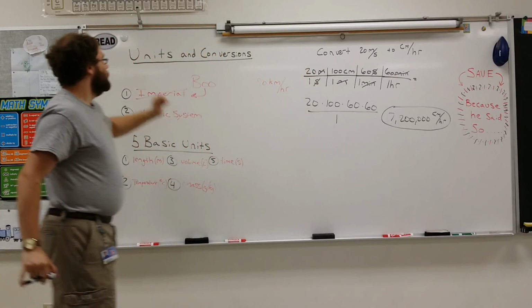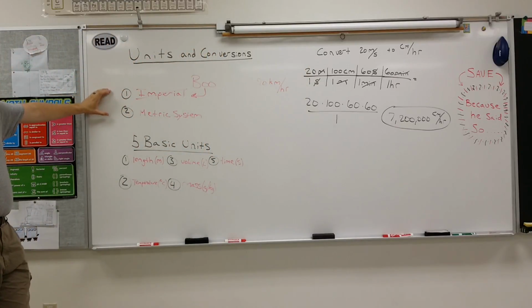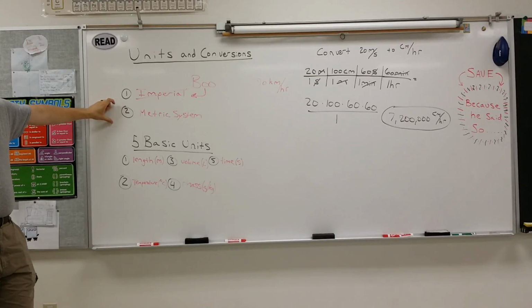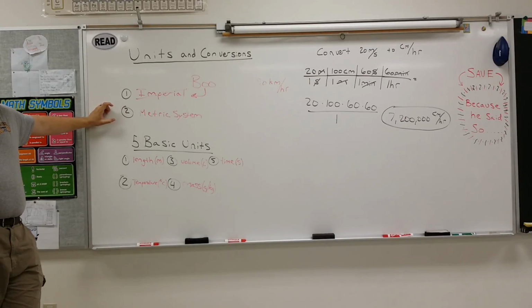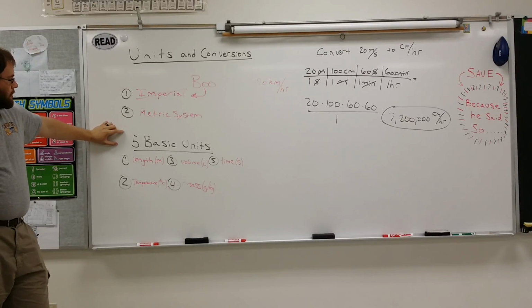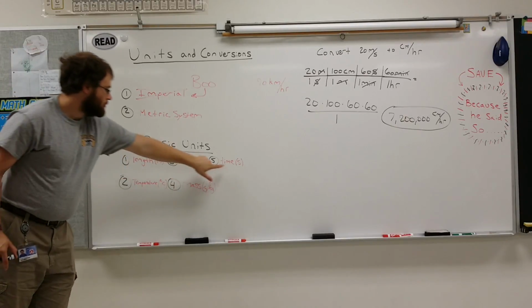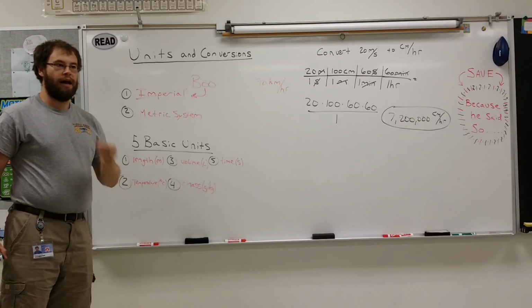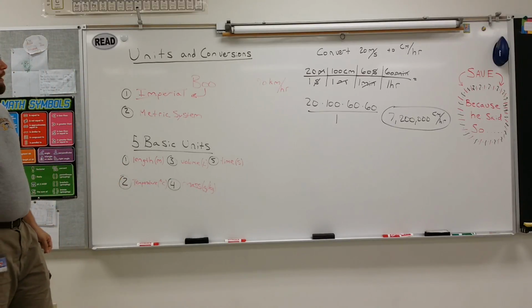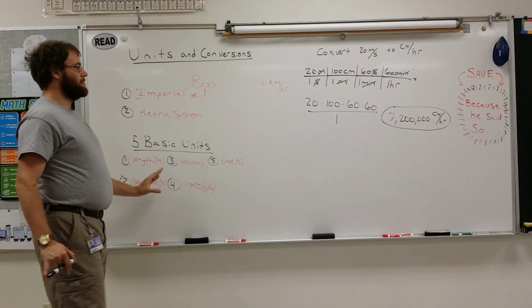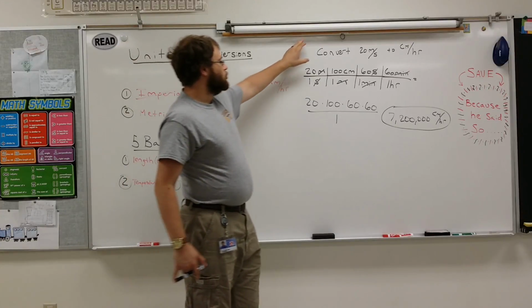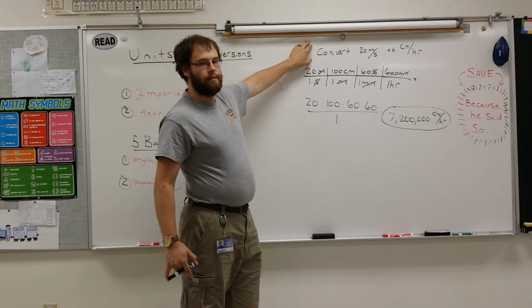Just to remind you, we have different types of units, imperial and metric. Metric is better, and I can go on for hours about how the metric system is better, but that's not for this video. There are 5 basic units that you need to know: length, volume, time, temperature, and mass. They all have a certain unit that goes with them, and all other units are made up of these units, which means that we need to be able to convert between different types.